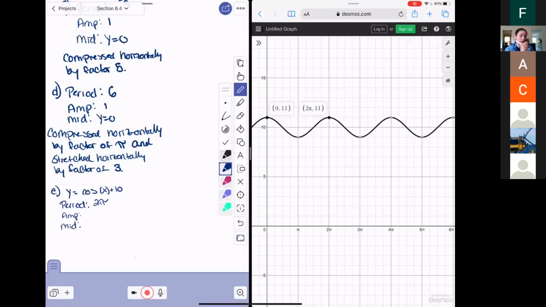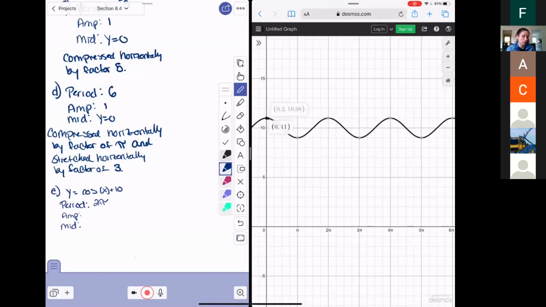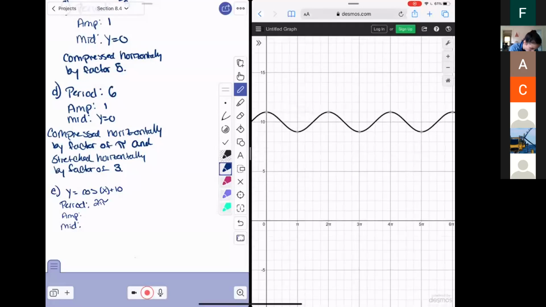Next, we will determine my midline. So the y value of the highest peak is 11. Let me get rid of that dot. There we go. It is 11, and the y value of the lowest point is 9. So what is the midline if those are our peak values? Y equals 10. Good. Y equals 10. And what is the amplitude here?